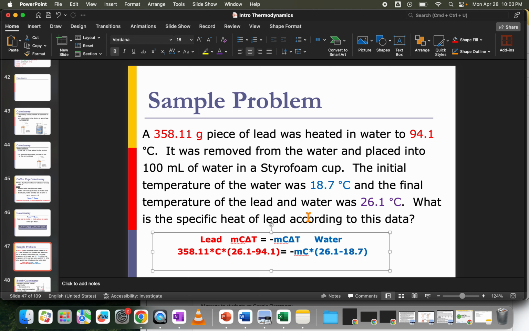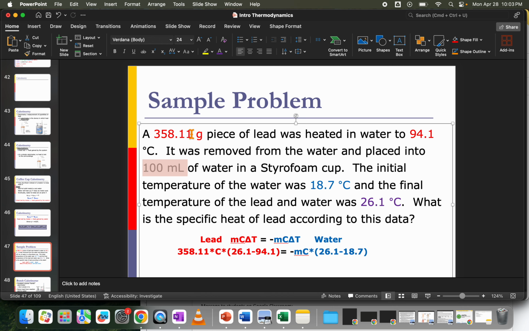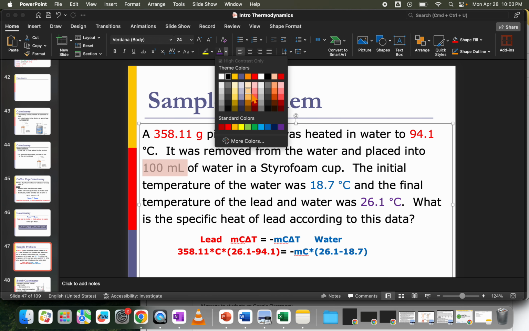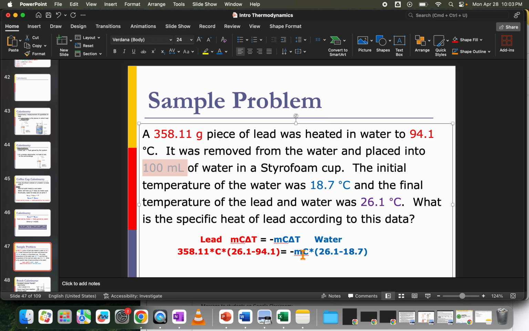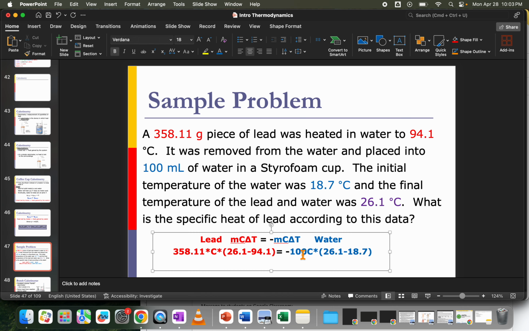What is the specific heat of lead according to this data? Well, we know that water, we have 100 milliliters of water, and it's 1 gram per milliliter. So this is important too because this is going to end up giving us our mass of the water. I would not expect you to know that off the top of your head, that 1 mil is a gram. But that is a common conversion.